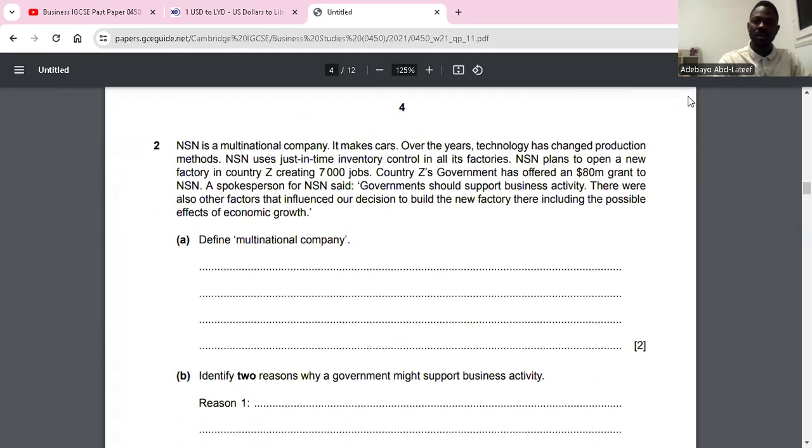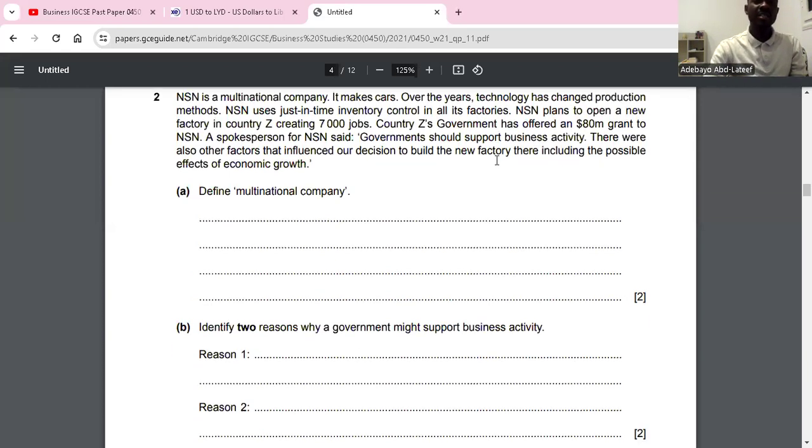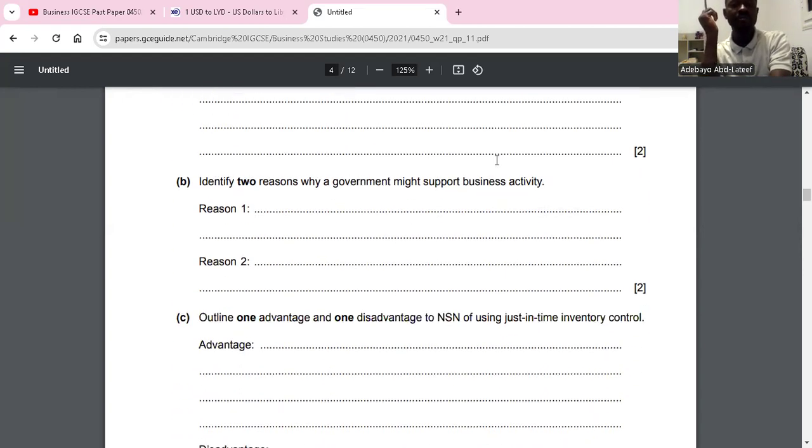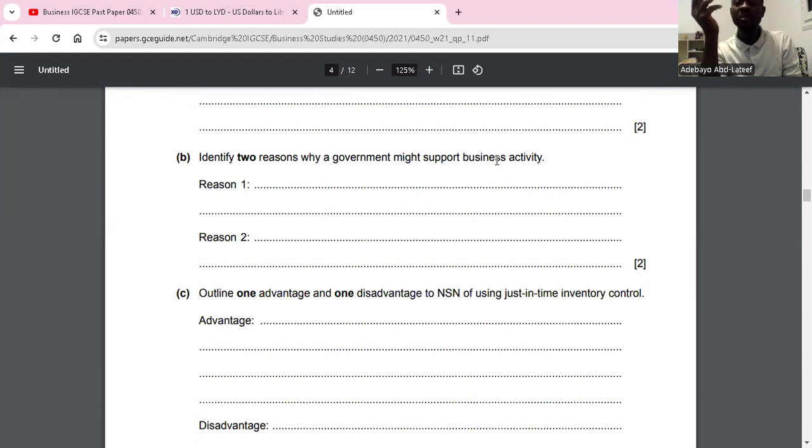So we'll go to question 2. Hold on, please. We have question 2. The case study is there. Define multinational company. A multinational company is a company that has its operation in more than one country. That's a multinational company. I think it's clear. So go to question B. Identify 2 reasons why a government might support business activity.